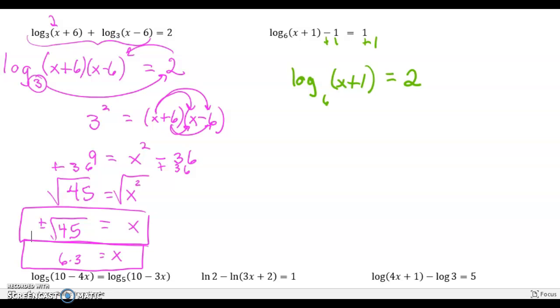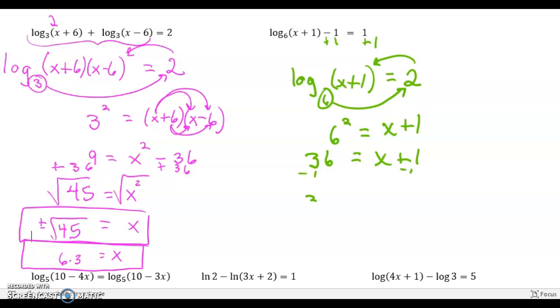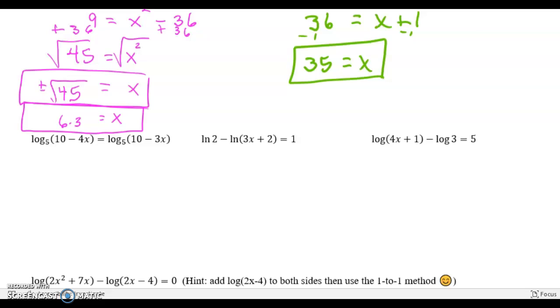We have log on one side only. Take it out of log form, write it in exponent form. 6 squared equals x plus 1. 36 equals x plus 1, minus 1 from both sides. 35 equals x. Okay, if I plug 35 in for x, I'll have a positive number after the word log, and that should be a working answer. That should be good.